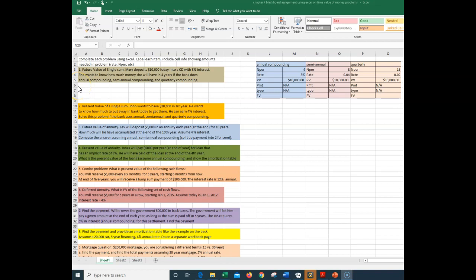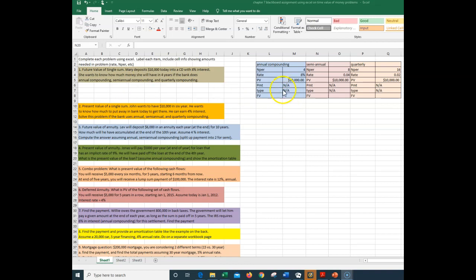We have Mary. She's deposited $10,000 today. She's going to get 8% annual interest, and she has 4 years after which she wants to know how much it's going to be worth. We're going to look at it doing both annual compounding, semi-annual compounding, and then quarterly compounding.